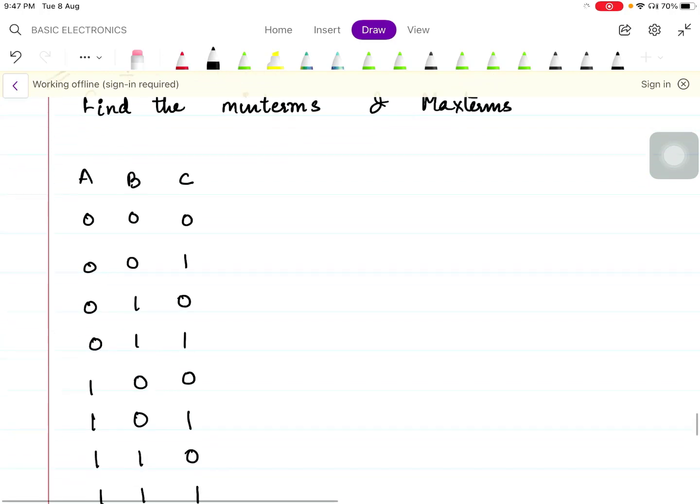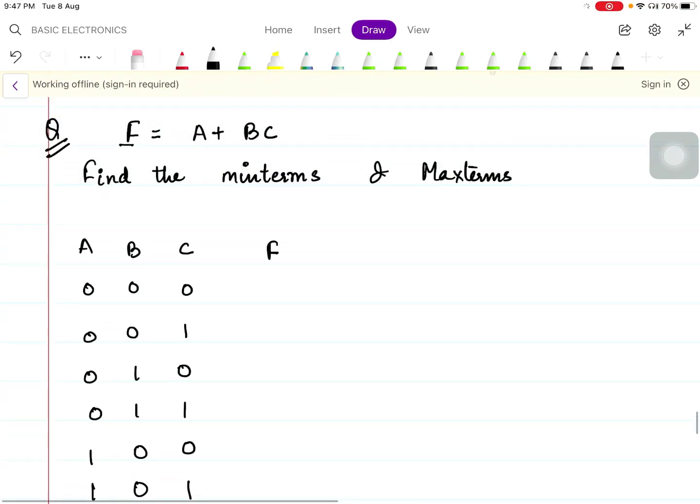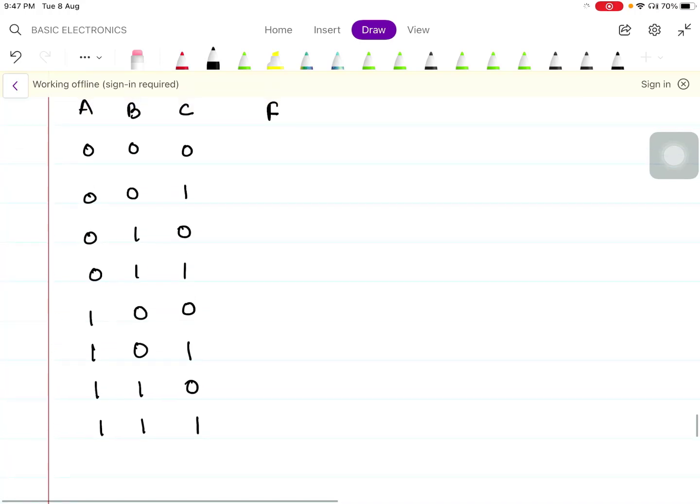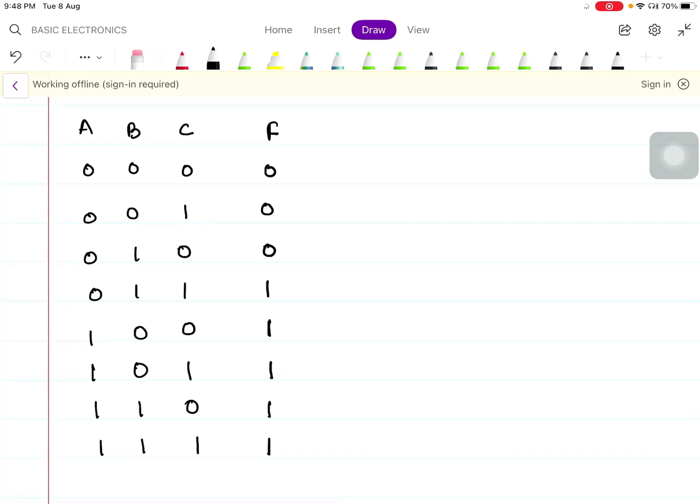So, here a, b and c are the variables. As there were three variables, I have made eight possible combinations for them. Now let's calculate the output f for the given expression, that is a plus bc. So putting the values of a, b and c in the above expression, for the first combination we get 0. Then for another combination of a plus bc we again get a 0. So these are the outputs for the above expression.